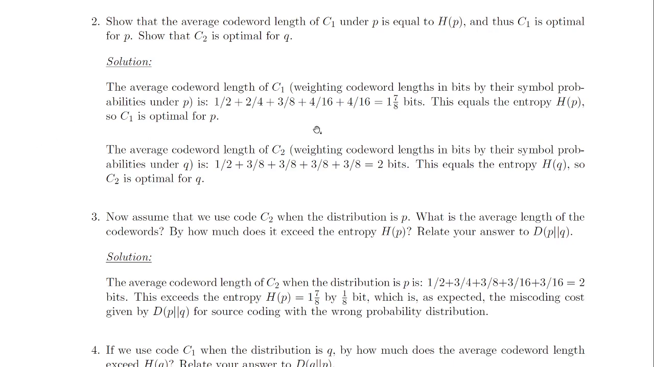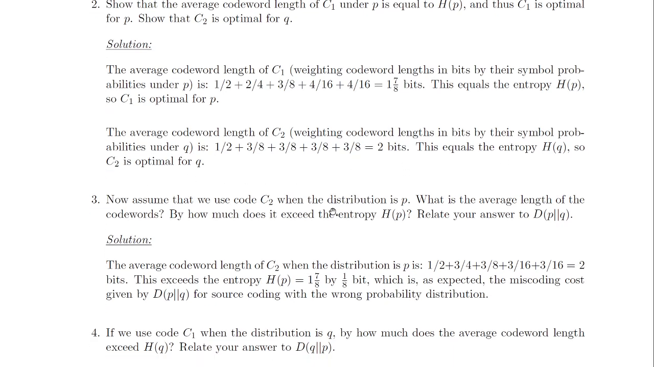Same calculation for coding scheme C2. The numbers are different, but we add the average code word lengths weighted by their likelihoods of being used, and that's 2 bits, which again equals the entropy for Q of x. So we conclude again that C2 is optimal for Q.